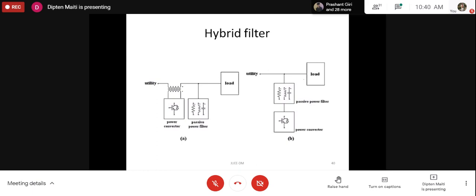On the right hand side, shown by B, we have the shunt active power filter. However, that is connected in series with the passive filter. And once again, of course, the passive filter and active filter can be connected in parallel also. In that case, they should look something like this.